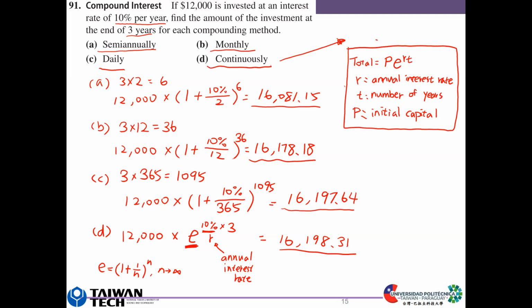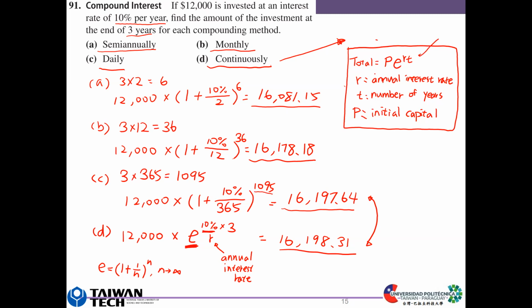And one thing to notice is, if you look at these two, the difference is just $1. So which means 1095 is large enough because it converges. So if it compounds daily, you could use this simpler exponential function to represent the compound daily result.